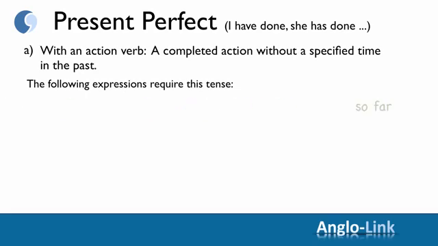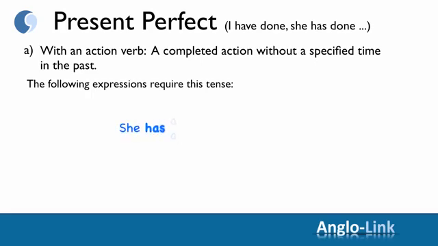So far. Already. Not yet. Recently. Just. Ever. Never. Today until now. This year until now. In the last few years. In the past week.